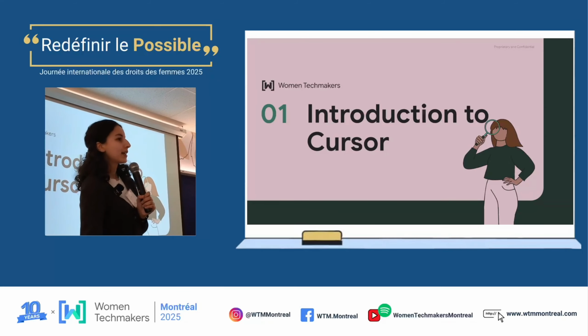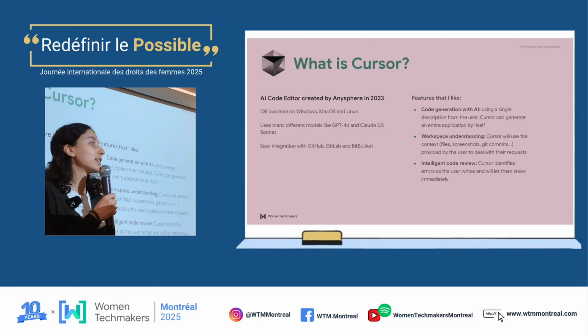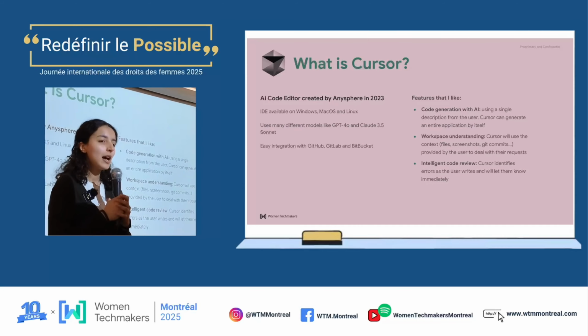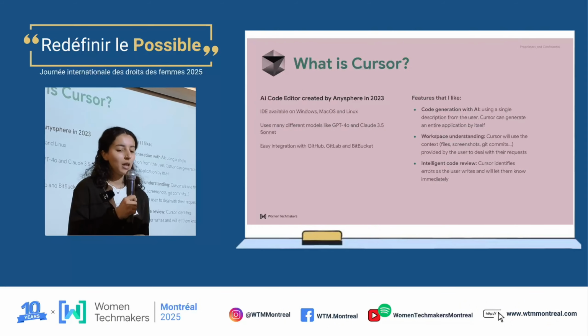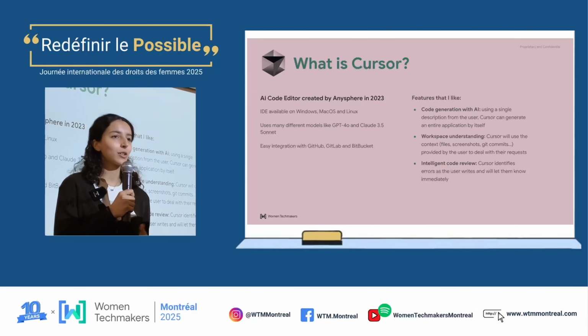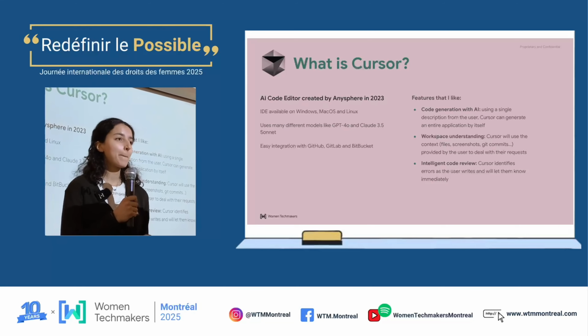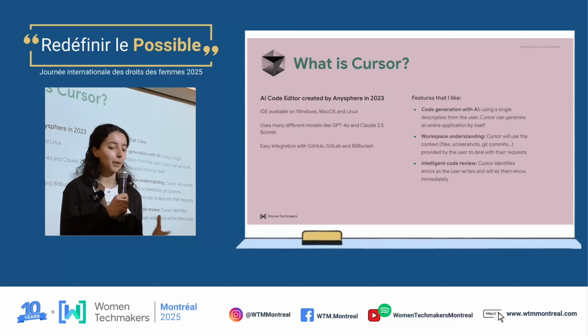So what is Cursor? As I said, it's an AI code editor that was created in 2023 by the company Anysphere. It is available on Mac, Linux, Windows, uses different AI models like GPT-4o or Claude 3.5 Sonnet, and also allows a quick and easy integration with GitHub, GitLab, or even Bitbucket.